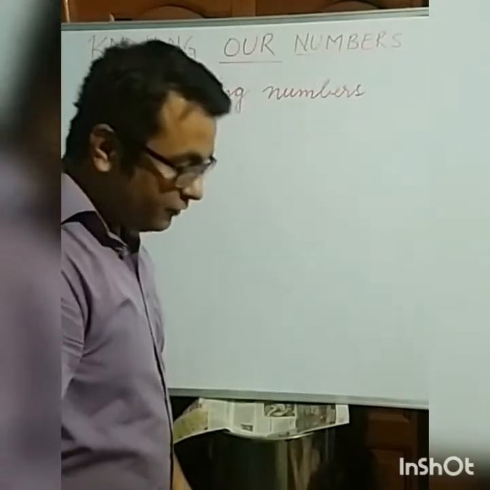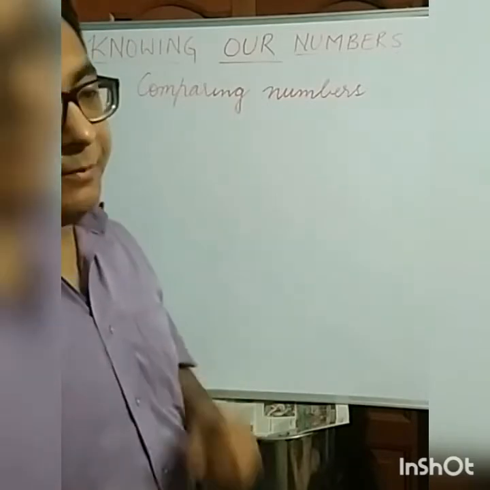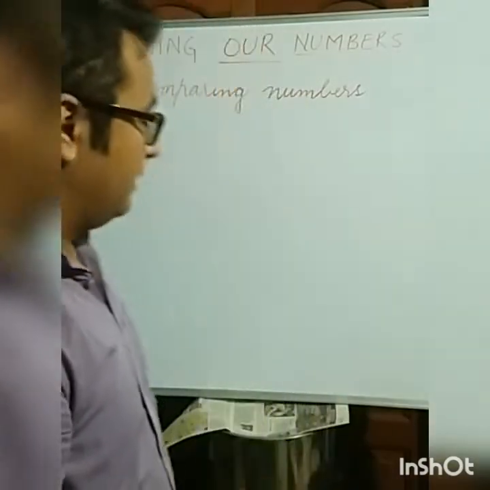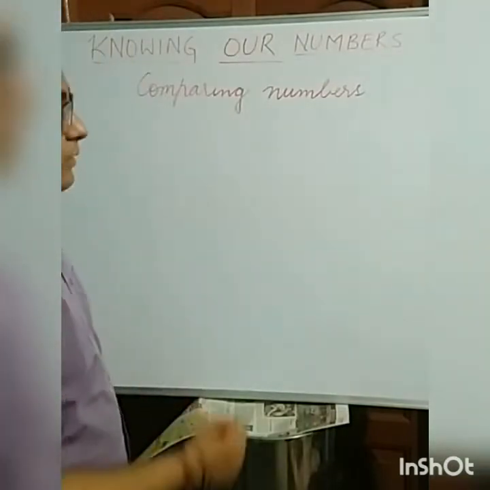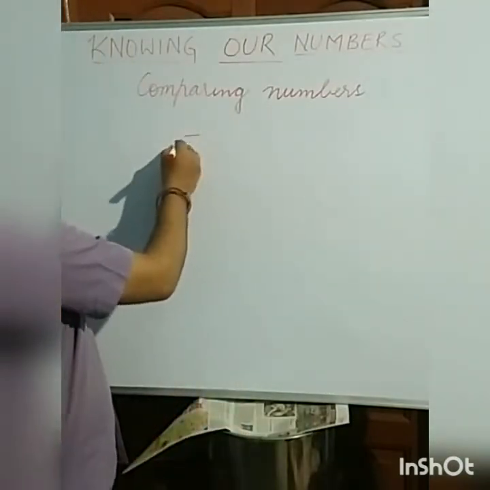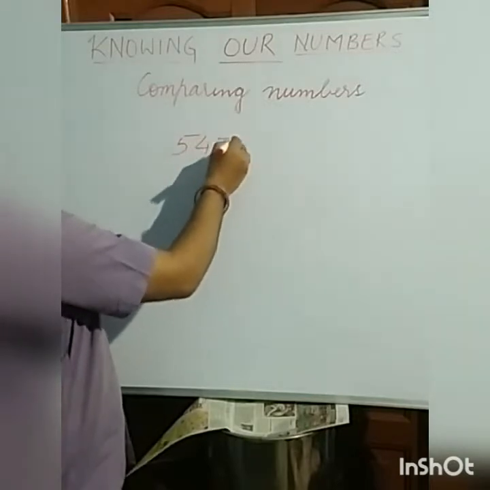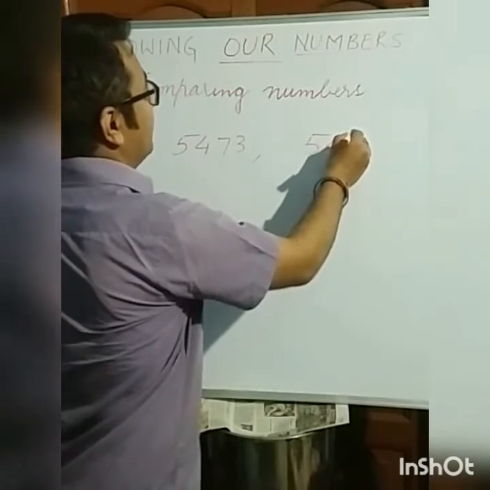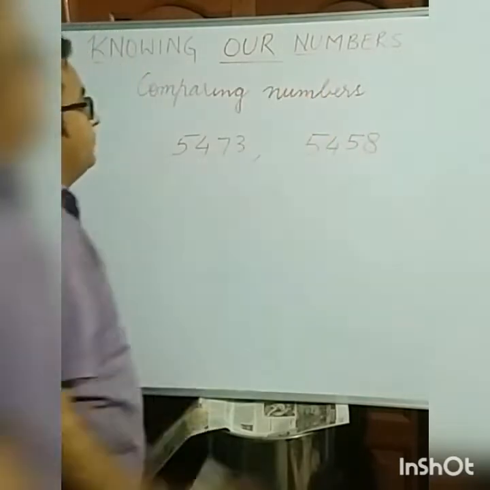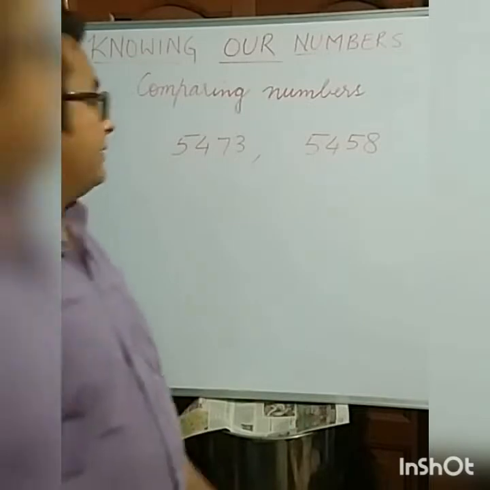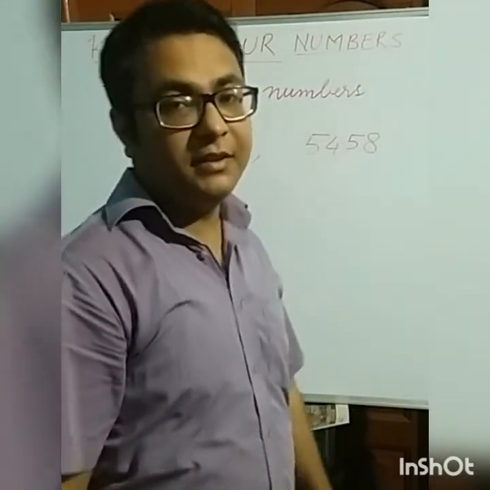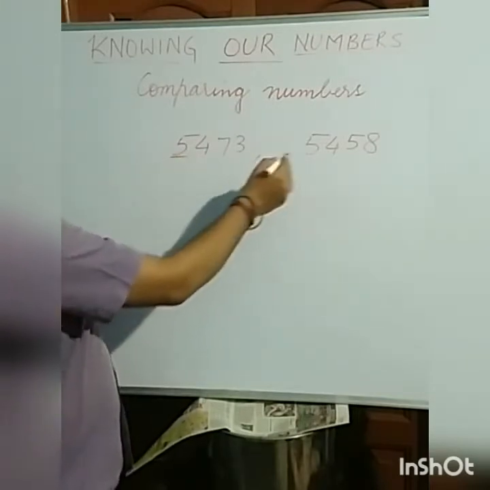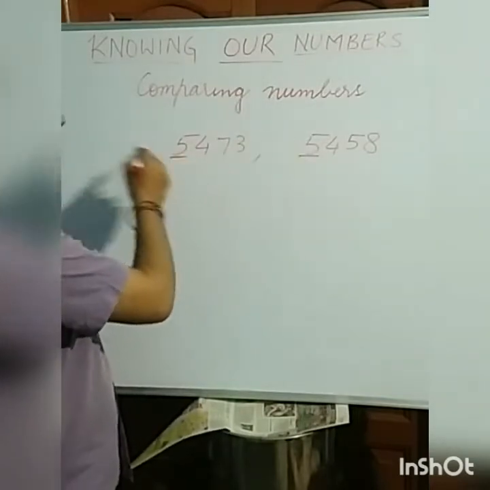Now what if the number of digits are the same and the digit at the highest place is also the same? Let us understand it with an example. Suppose I have two numbers. First is 5473, the other number is 5458. So I have two numbers in which the number of digits are the same. Also the digit at the highest place is the same. Here also 5 and here also 5.